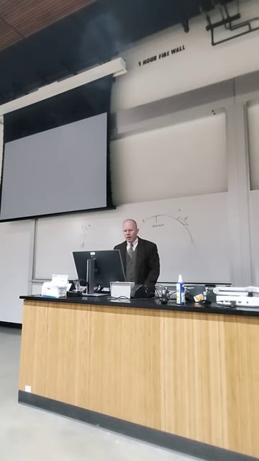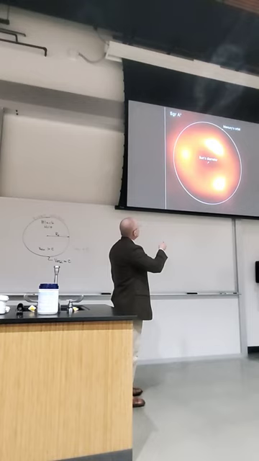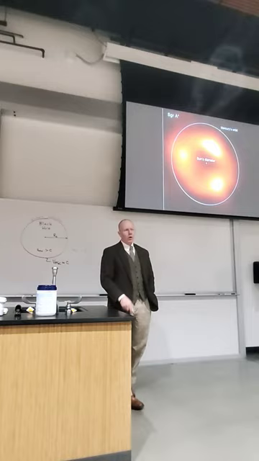So this is the second ever direct image of a black hole. And this is the black hole at the center of our own Milky Way galaxy. So that shows the size of the sun. That shows the size of the orbit of Mercury. This is the accretion disk surrounding the black hole, and of course the black hole would be there at the center of that accretion disk.